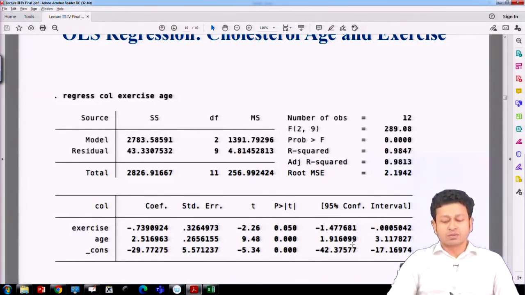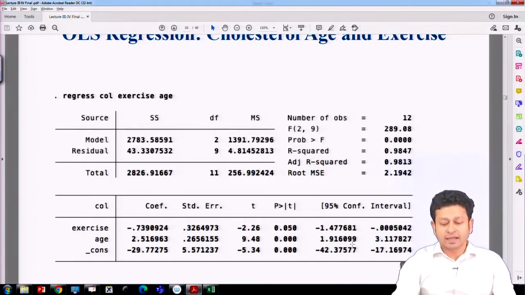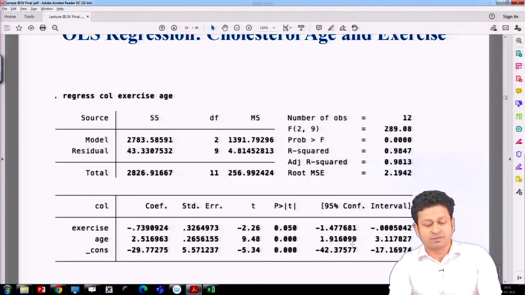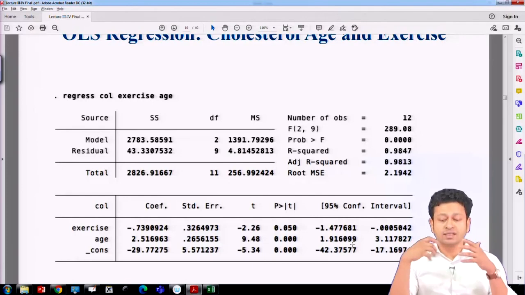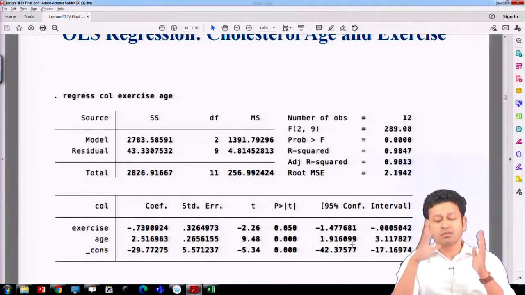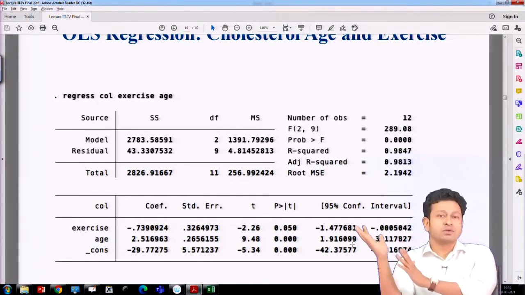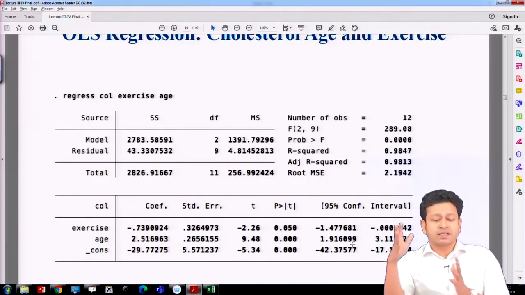Now I'll ask you a question. Suppose I have calculated the confidence interval and it shows that the range for the first one is from minus 1.47 to minus 0.0005, and for the second one 1.91 to 3.11. What is this really telling us? For age, the confidence interval is on the right side of 0, so it is not containing 0. Even for the first and third ones, it is not containing 0. Everywhere it is excluding 0.